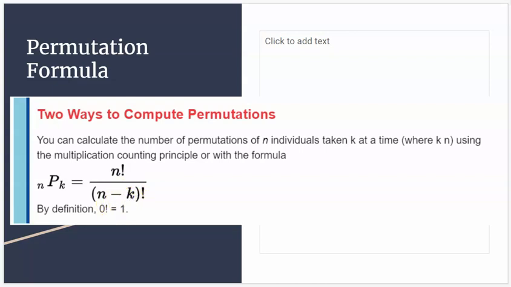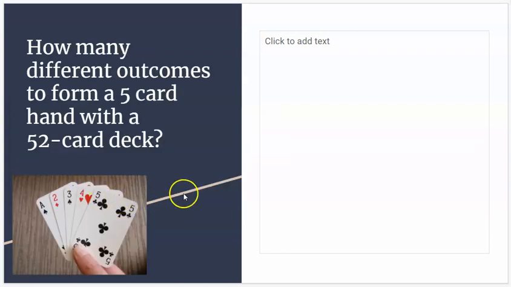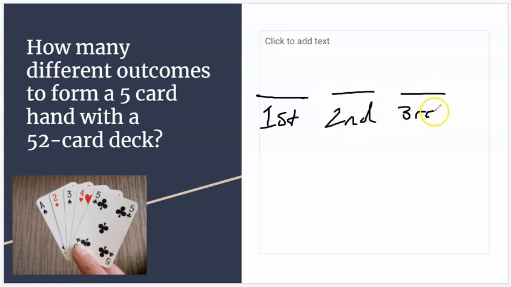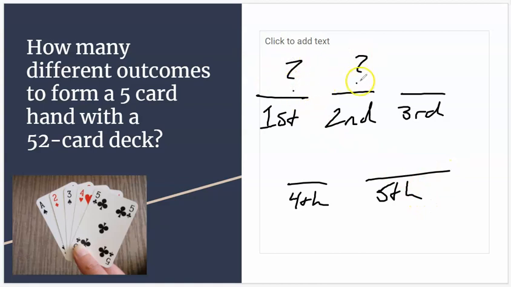Let's take a look at this in action. So how many different outcomes to form a 5-card hand with a 52-card deck? Okay. Well, this might seem familiar to you if you were paying attention in the last couple of lessons. Okay. So I'll go ahead and set it up for you real quick. Here's the first card you draw. How many outcomes are there in there? Second card, third card, fourth card, and fifth card. Okay. How many different ways can you fill with these?